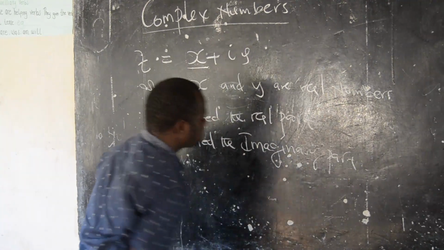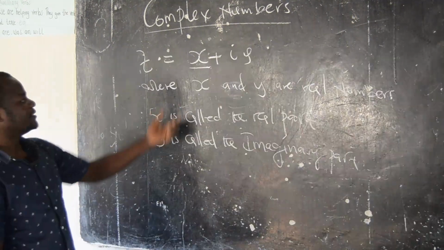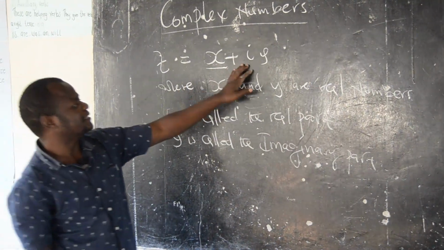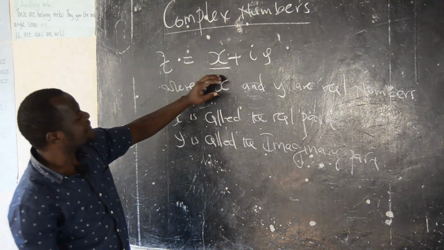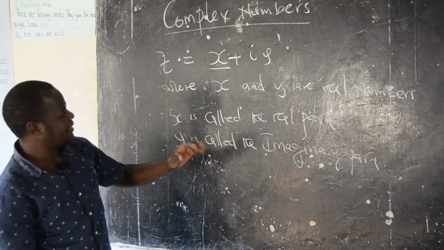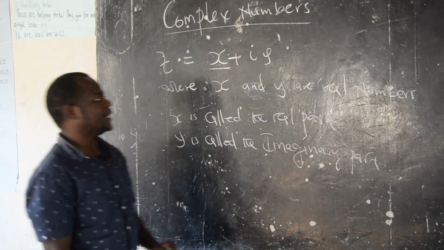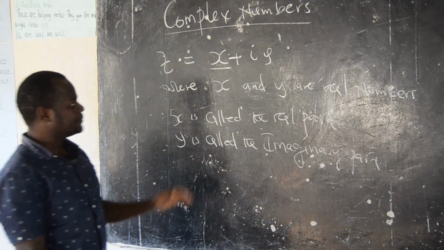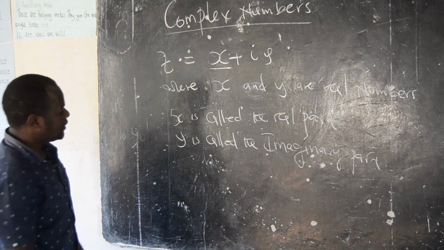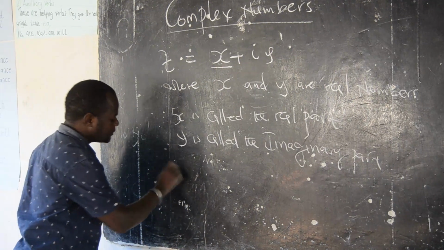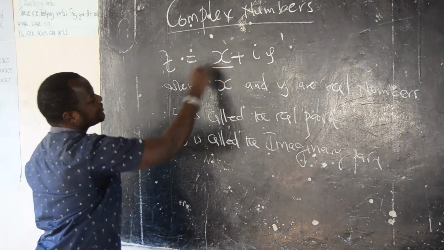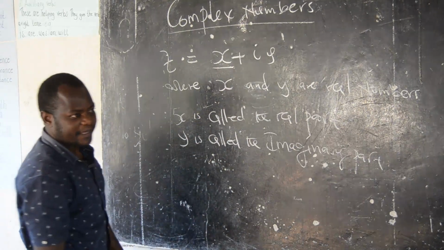So a complex number has two parts. It has the real and then the imaginary. The real part is that part which has no i. The imaginary part is that part which has i. Meaning, if I'm to write a complex number, it can be in that form, whereby this is the real, this is the imaginary.